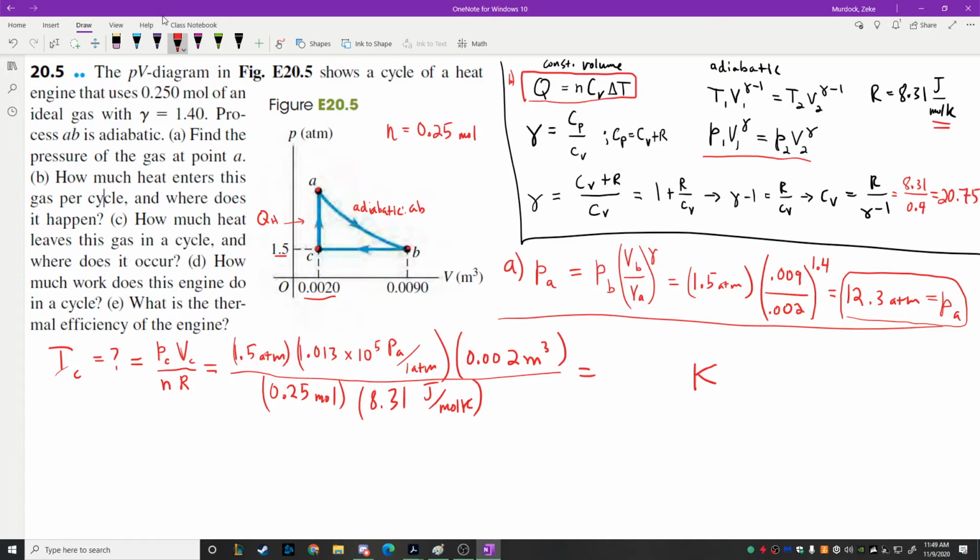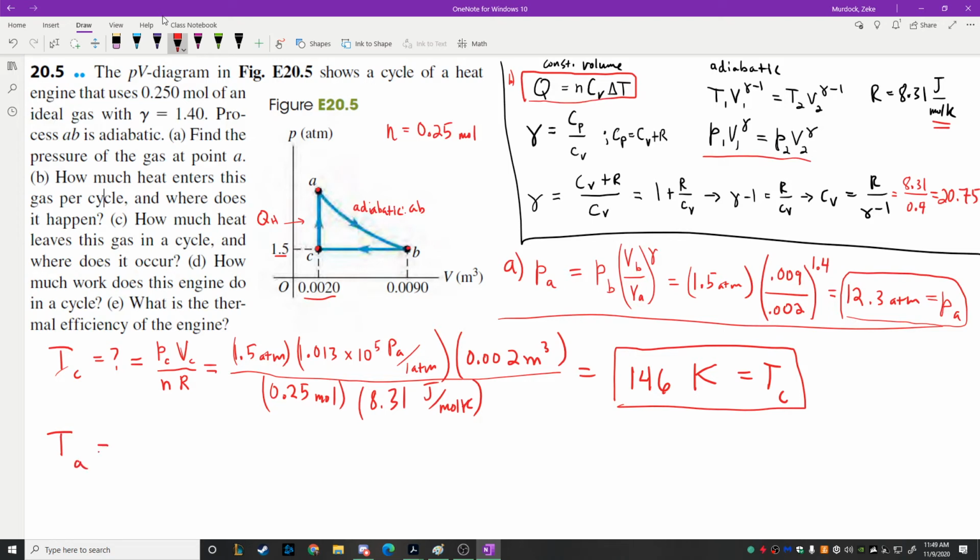This is probably where our answers differ a little bit. For TC, I got 146 Kelvin. Do you all agree with that? Okay. And then for TA, you can do the exact same thing.